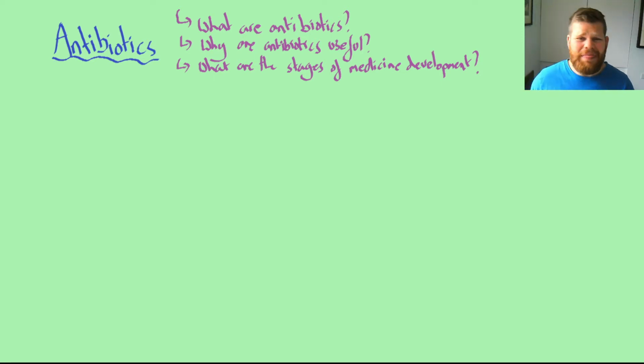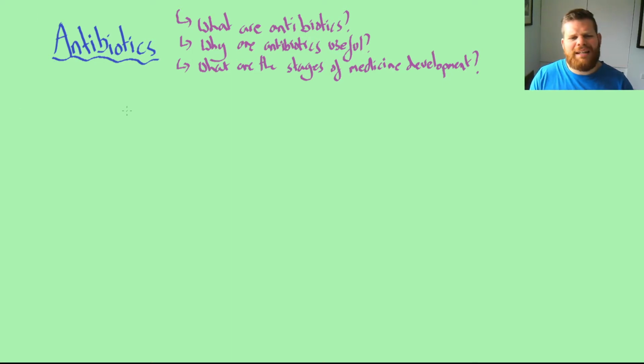What we're going to be talking about in this video is what antibiotics are, why they're useful, and then we're going to talk about the stages of medicine development. And as part of that, we're going to talk about a little bit of natural selection. So it's quite useful to revise that part of your biology using this scenario. So let's get started on antibiotics.